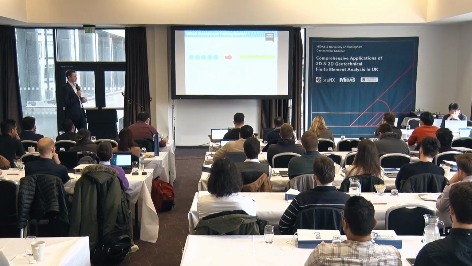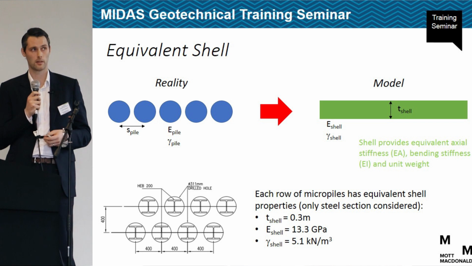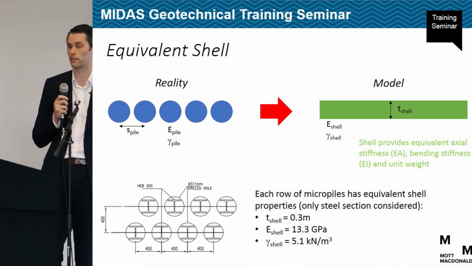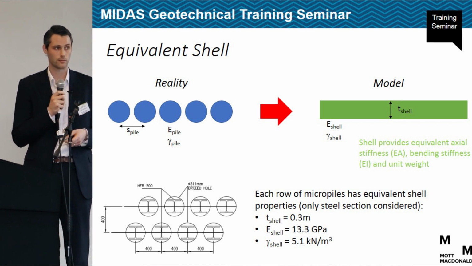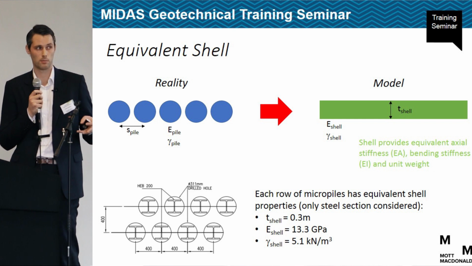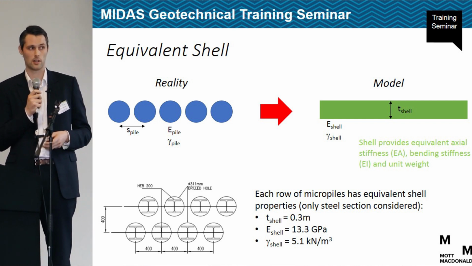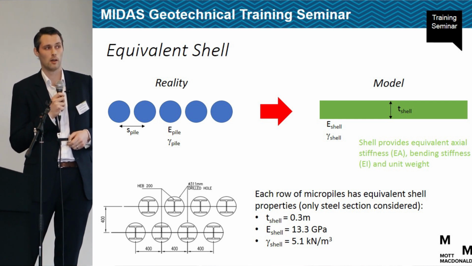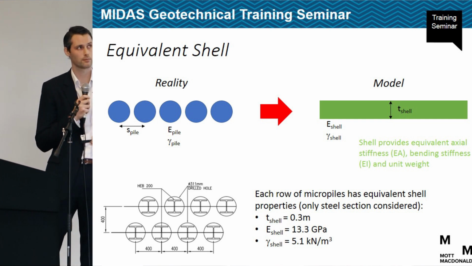So normally, if we're faced with a pile wall, we'll try and approximate reality in a numerical model by a shell element, and the shell would provide the equivalent stiffness, both axial and bending, and unit weight as our pile wall. Adopting this approach, you could come up with the parameters you can see on the bottom of the slide there for each micropile row, but that doesn't quite solve our problem of modelling it as a single shell.